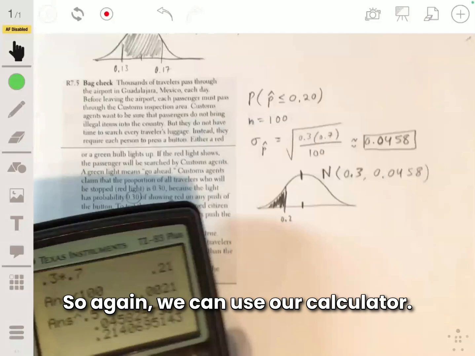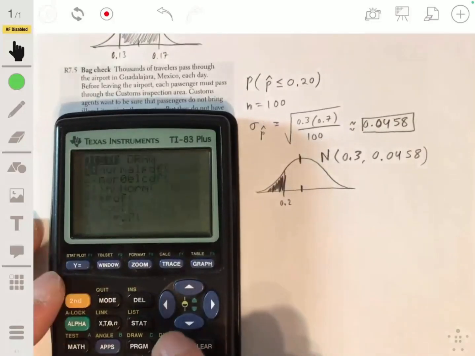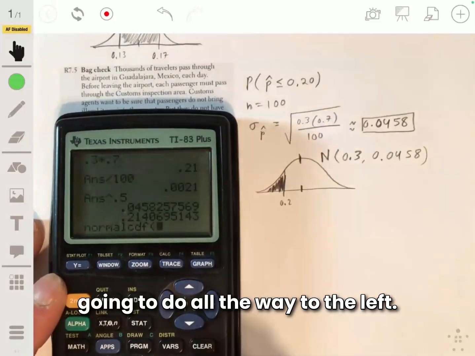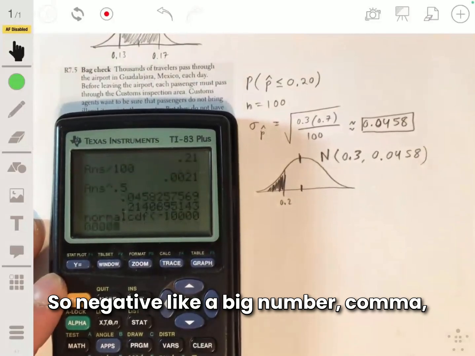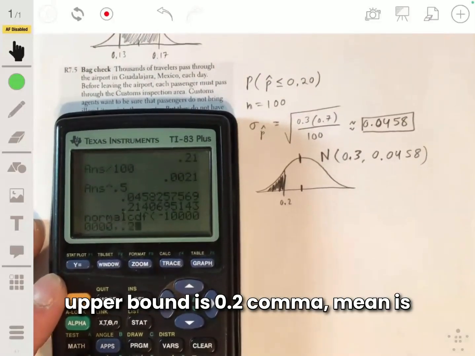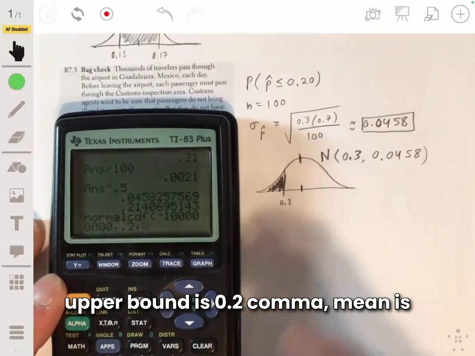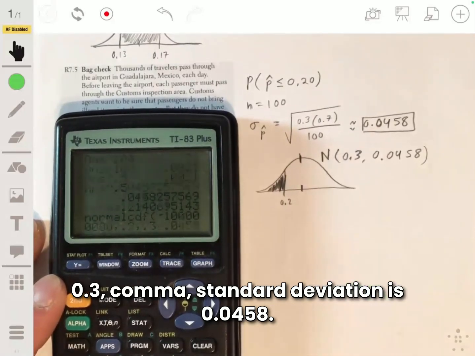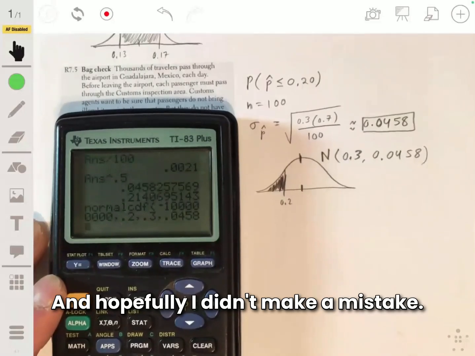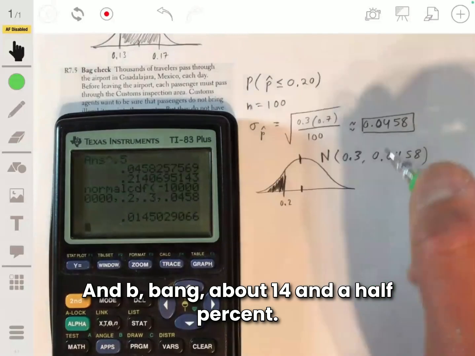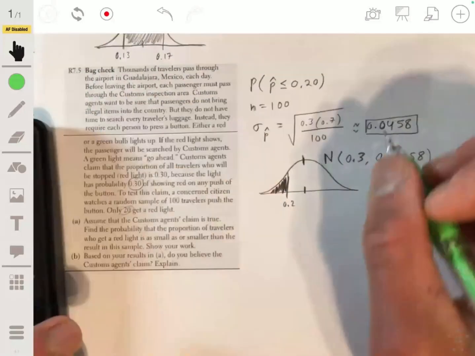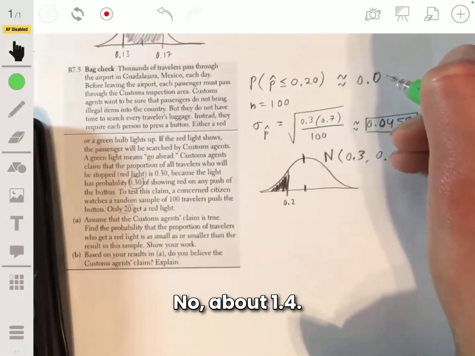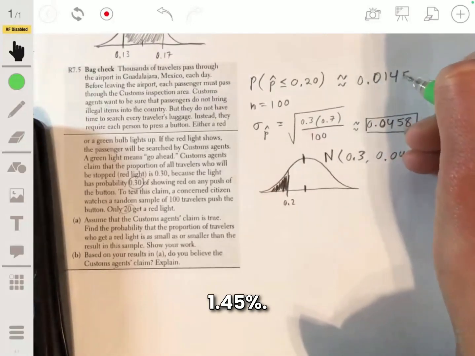So again, we can use our calculator. Normal CDF, the lower bound will be like negative infinity because we're going all the way to the left. So negative, like a big number, comma, upper bound is 0.2, comma, mean is 0.3, comma, standard deviation is 0.0458. And hopefully I didn't make a mistake, and bang. About 14.5%. No, not 14, 1.45%.